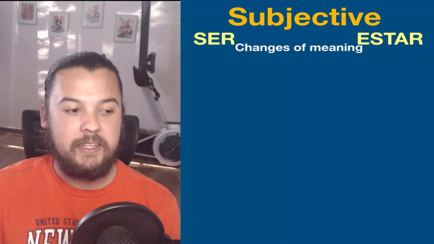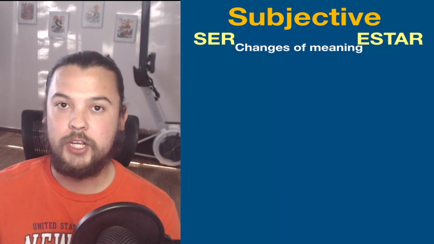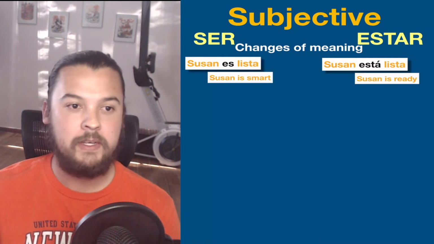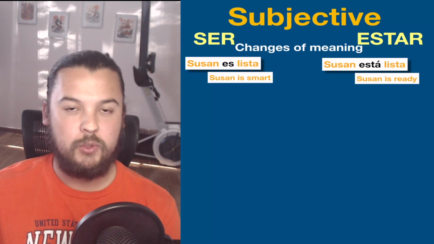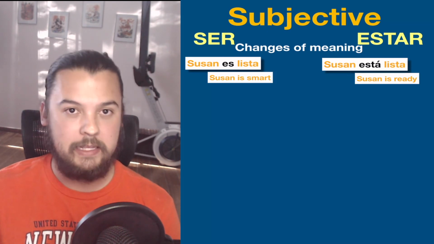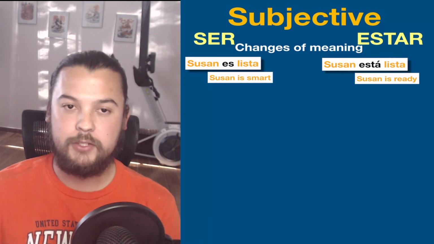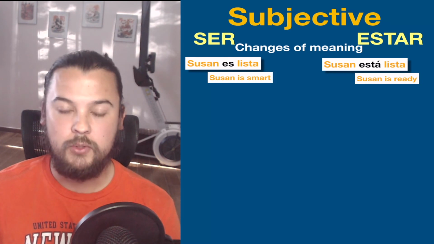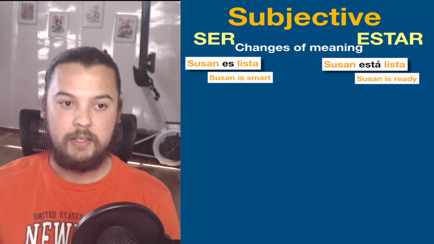Now, subjectivity, or the subjective use between ser and estar, can also lead to change of meaning. It is not the same to use ser versus estar. For example, Susan es lista versus Susan está lista. Susan es lista means she is smart. The adjective lista with the verb ser equals smart, versus the verb estar plus the adjective lista equals ready. So Susan está lista, she is ready. Susan es lista, Susan is smart.